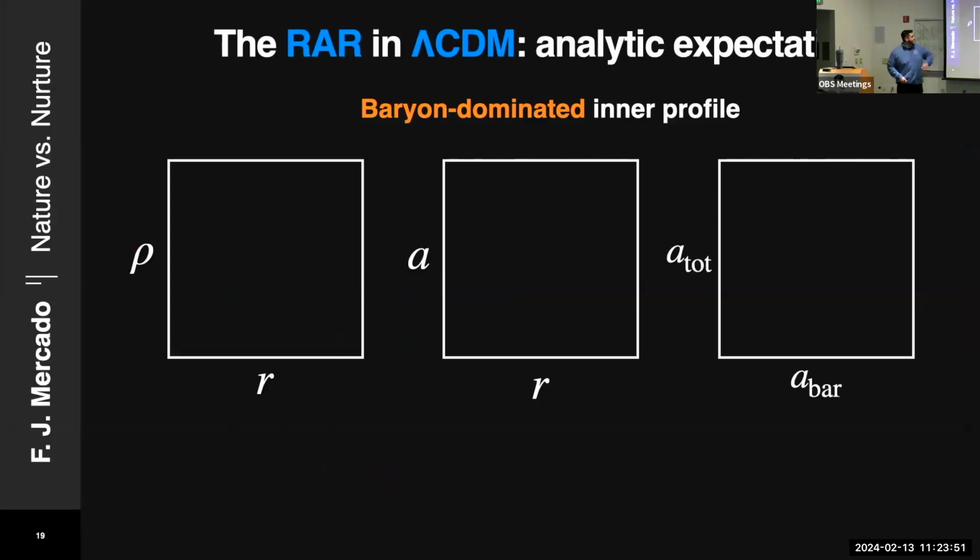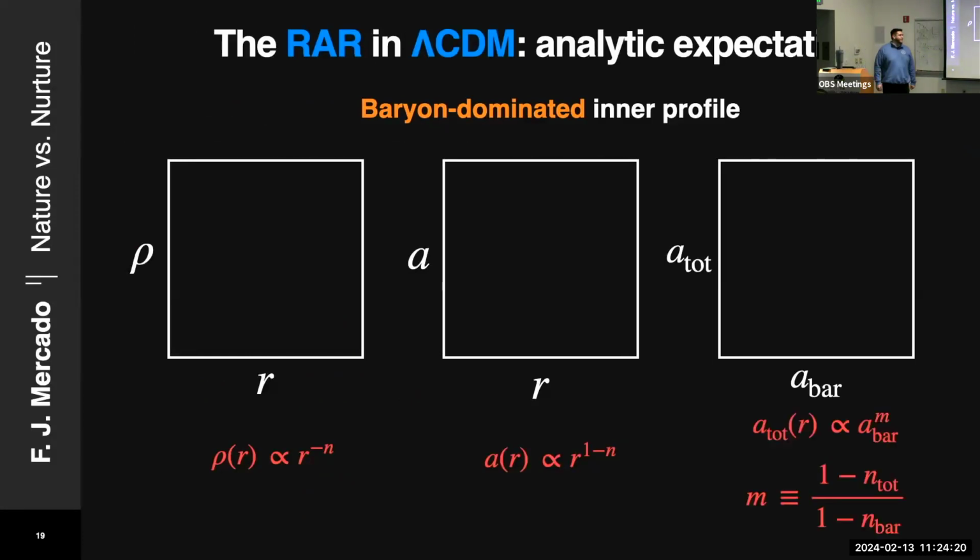So what we do is we introduce some very simple analytic model in which we gather some expectations for what the radial acceleration relation should look like for different kinds of galaxies. And what I mean is different density profiles. It turns out that we can track a galaxy's density profile and map it to an acceleration profile, and finally get what we should expect to see in radial acceleration space, this acceleration total versus acceleration baryons.